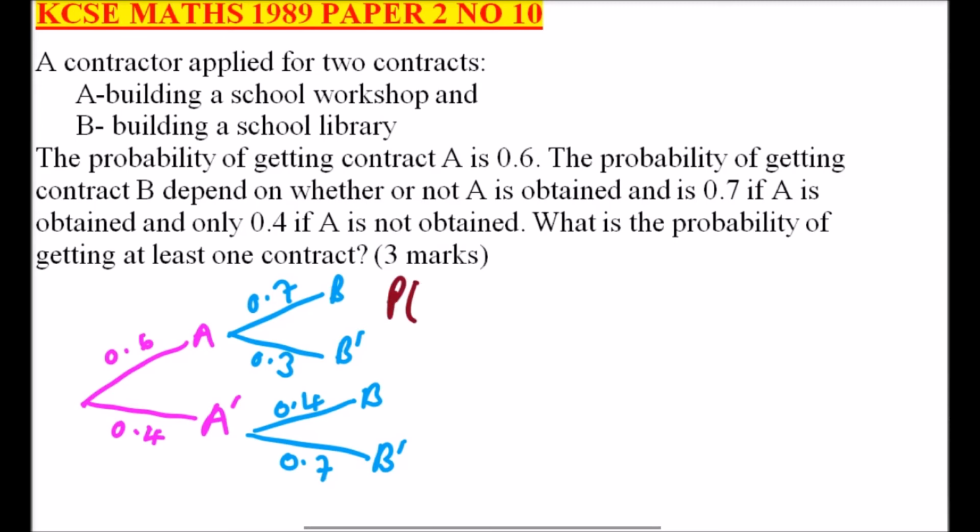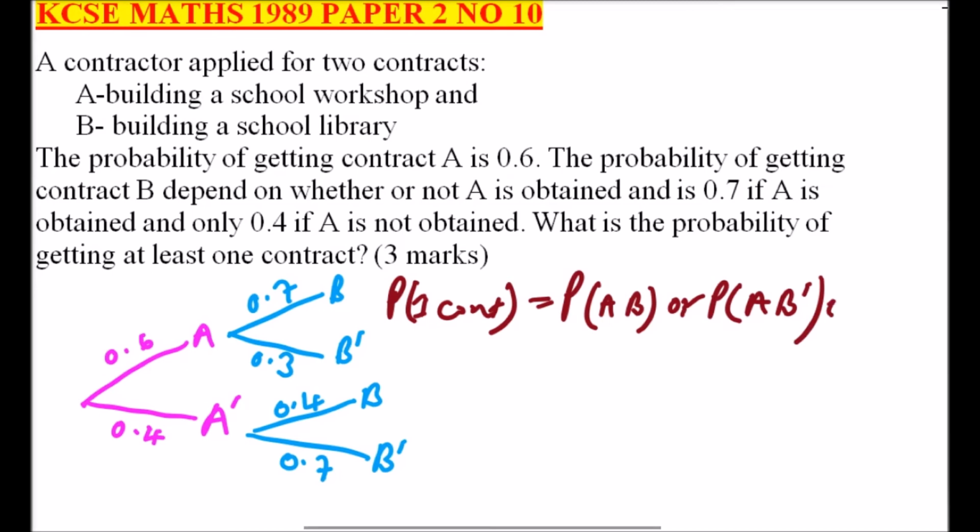So the probability we get at least one contract is equal to: he can get A and B, so that is the probability of getting A and B, plus, we use the word or, he can get A and not get B, or he can miss A and get B. So those are the possibilities of getting at least one contract.